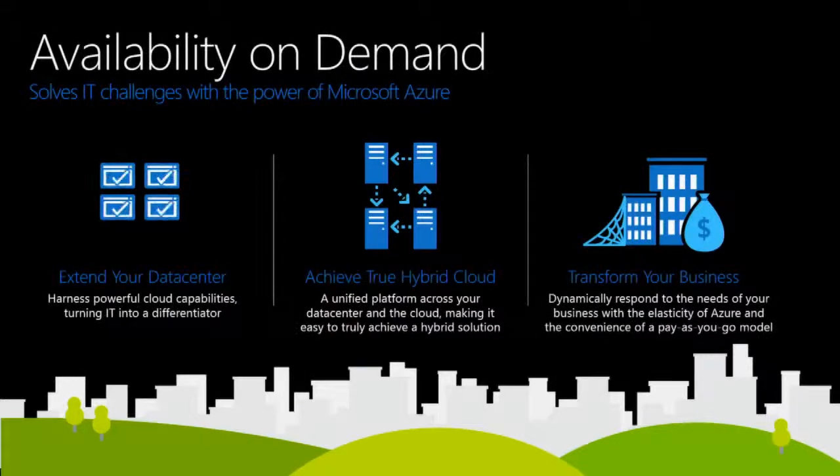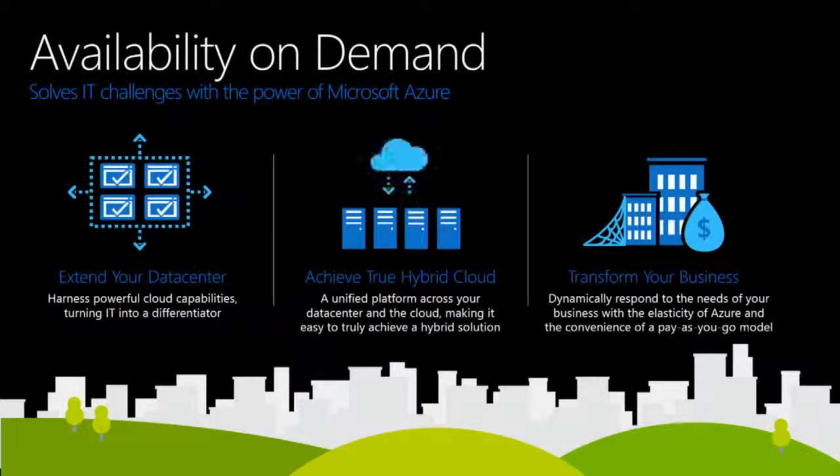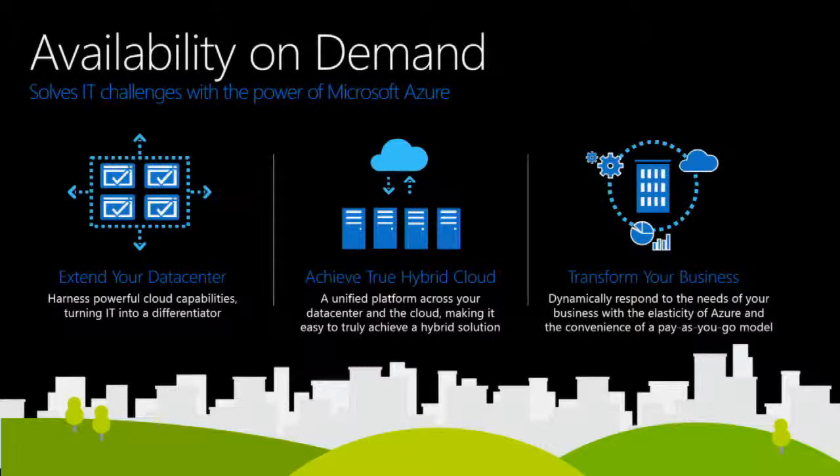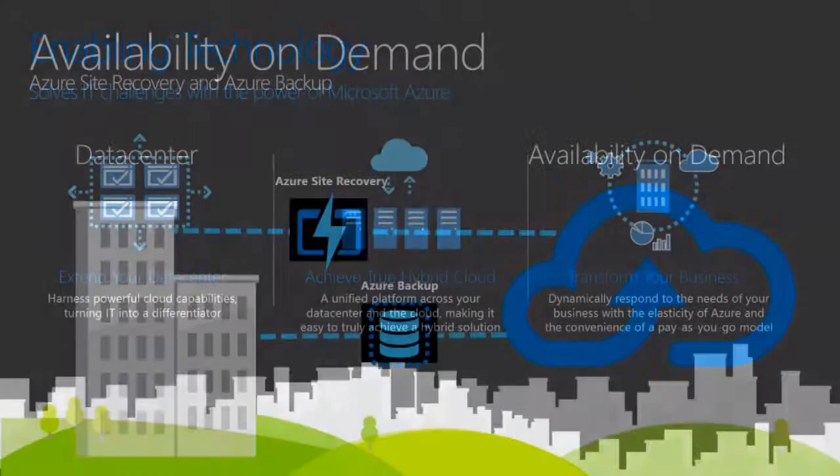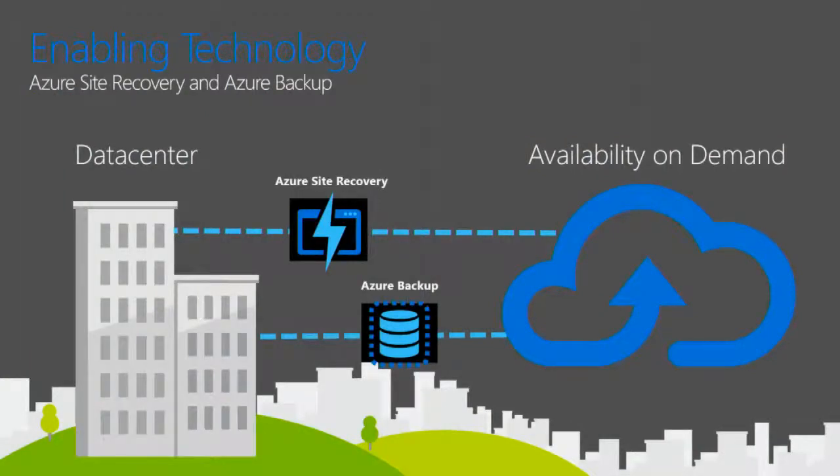So the way Microsoft is solving this problem for you is connecting the private cloud to the public cloud with a simple few clicks, being able to protect your VMware, your Hyper-V, and your physical using the exact same solution. And how does that translate into benefits? Let's look at the availability on demand solution.